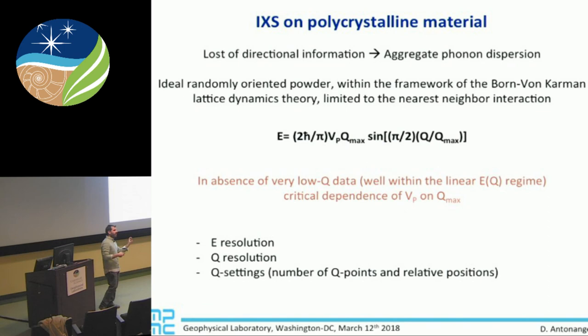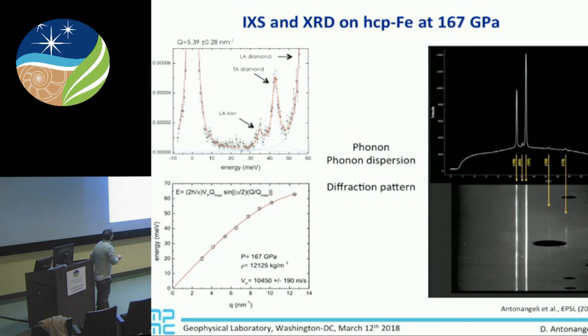So beside the necessary interest of having an experiment with the right energy resolution, it's important to mind the momentum resolution, but also the Q setting, the number of points we use to constrain the dispersion, and how they are distributed within the first Brillouin zone.